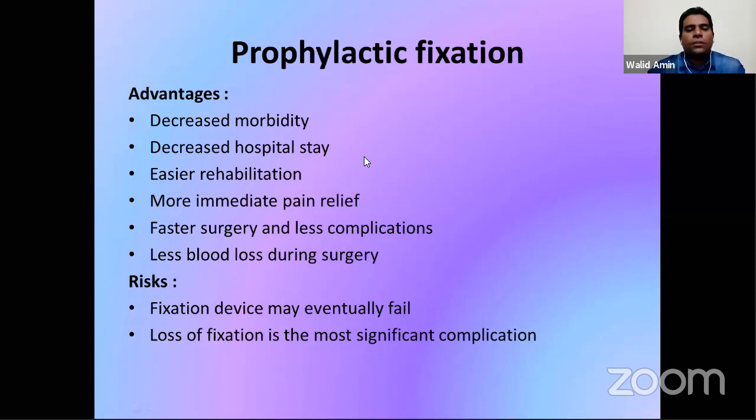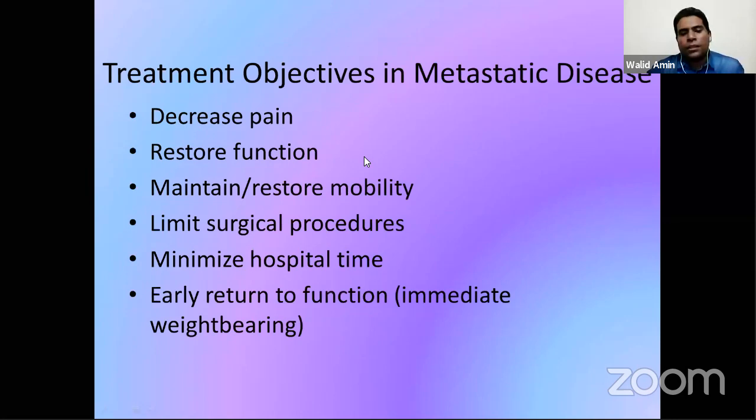We should decide between nails versus blades versus arthroplasty. We can use also cement augmentation, radiation therapy, chemotherapy, and bisphosphonates also have a role in treatment of this fracture of metastasis. And we should use aggressive rehabilitation.